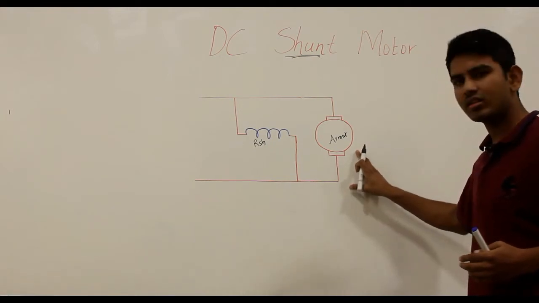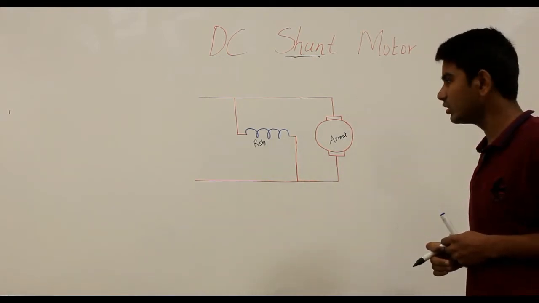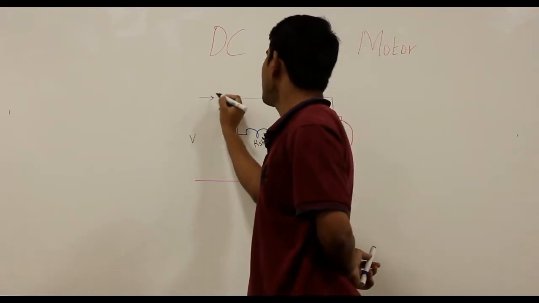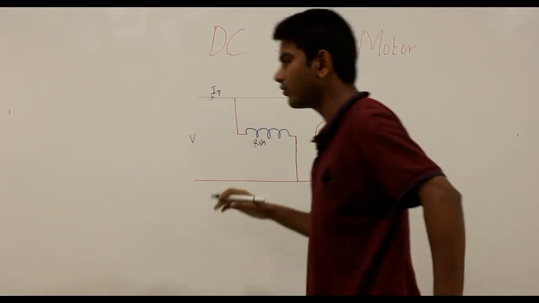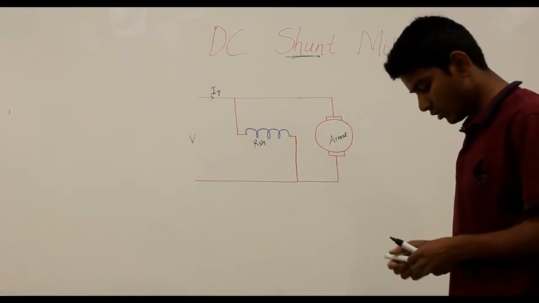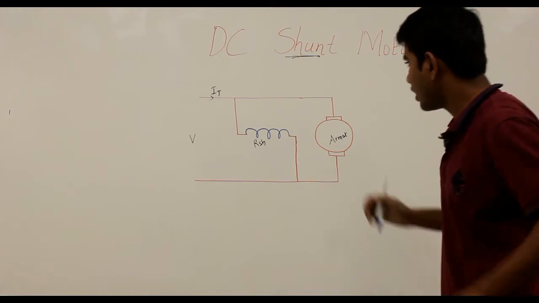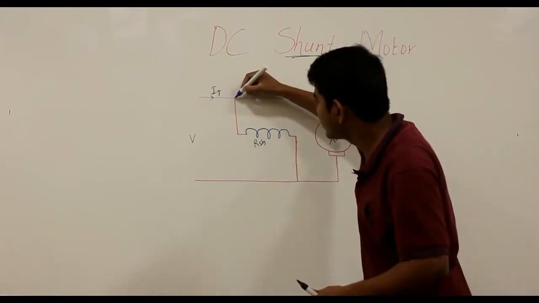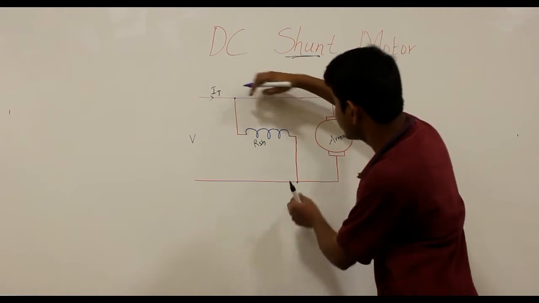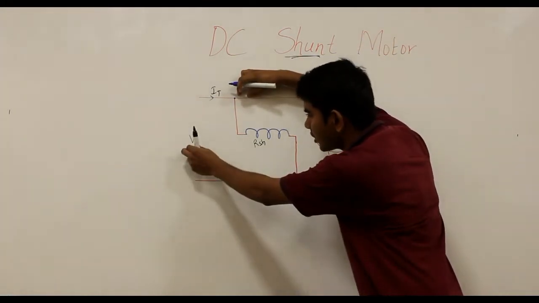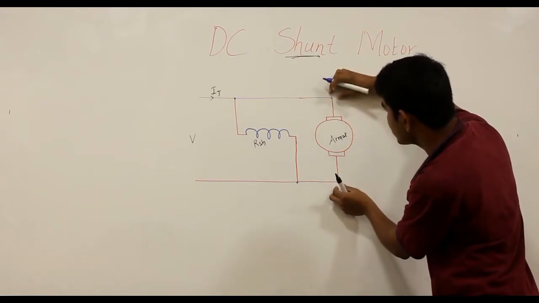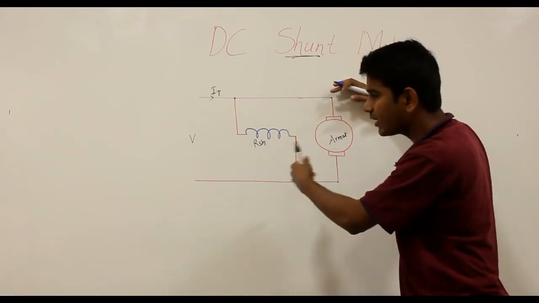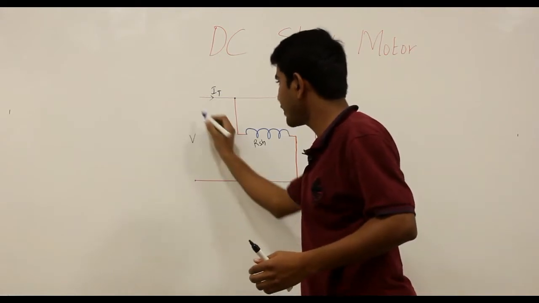So if we discuss the voltage and current equations for the shunt motor, let me say V is the applied voltage from the electrical terminals, and IT is the total current flowing into this motor. As the field winding and the armature are exposed to the same voltage, that means they are parallelly connected, and as they are parallelly connected, they are exposed to the same supply voltage, that is V.